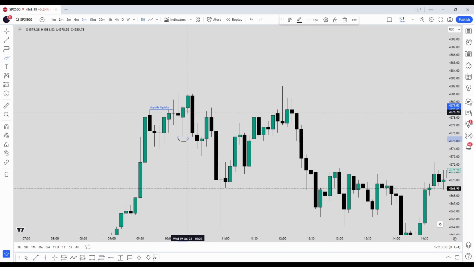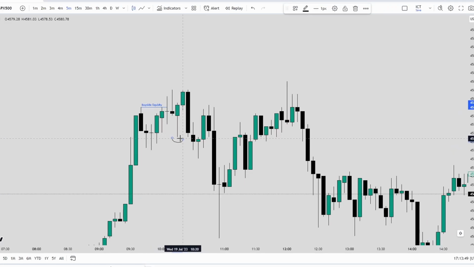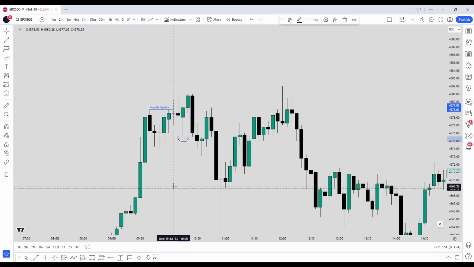So this is where we anticipate a market structure shift, because what market structure shift really is, when market is going up, it's in a buy program. When we break a short-term low, we see that market is now entering a sell program and it's looking to rebalance an inefficiency, or it's going to the sell side liquidity if we are looking for sells.